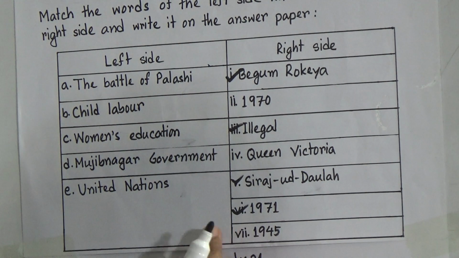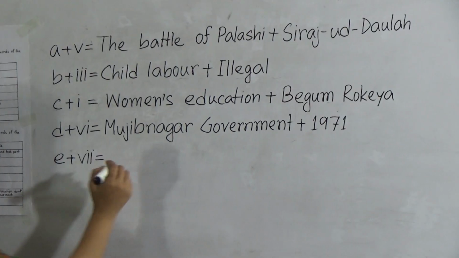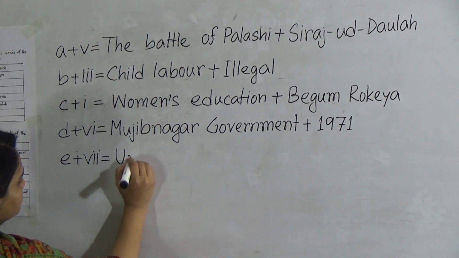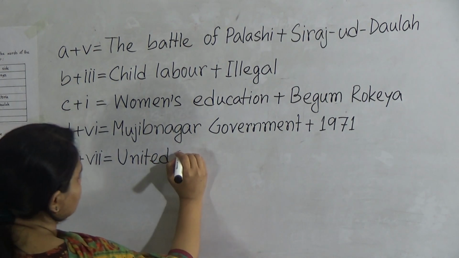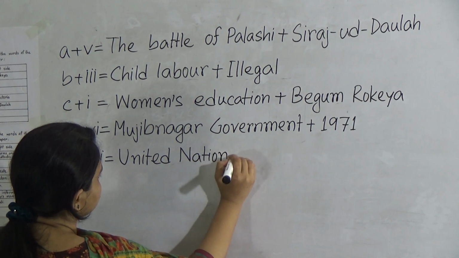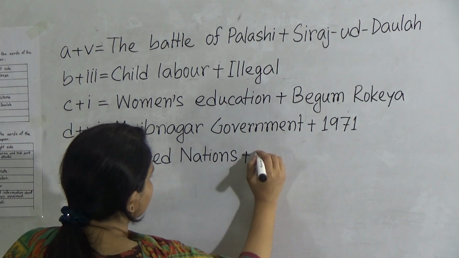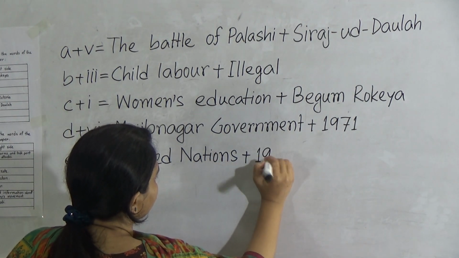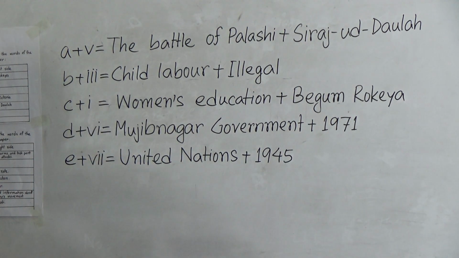So at first we'll write E plus 7. That means in Roman number. Now we will write United Nations. United Nations. Now plus sign, and then in number 7 it is 1945. So you will do the matching like this.